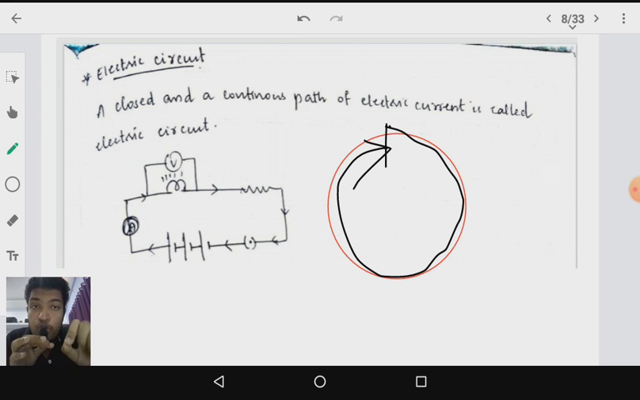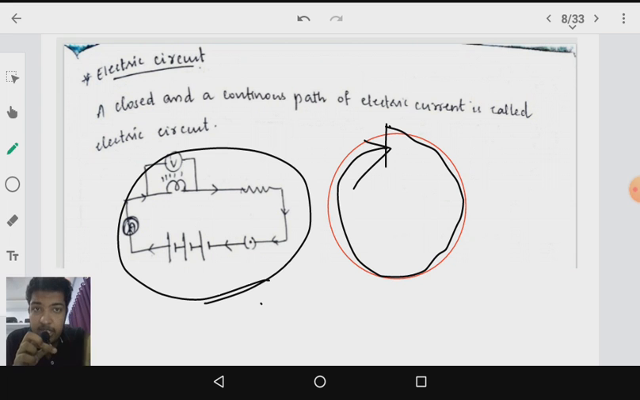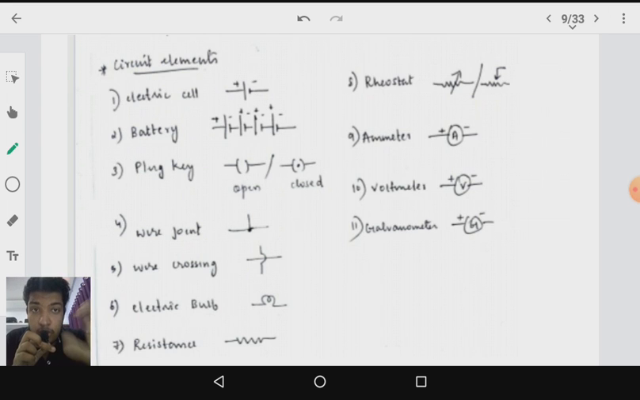Any such closed loop in which current is flowing is known as an electric circuit. So a continuous and a closed path of electric current is called an electric circuit. So this is an example for an electric circuit. But how to draw these types of circuits, we are going to learn that in some time. To draw a circuit, we first have to know the symbol for the various circuit elements. So let us study the symbols one by one.